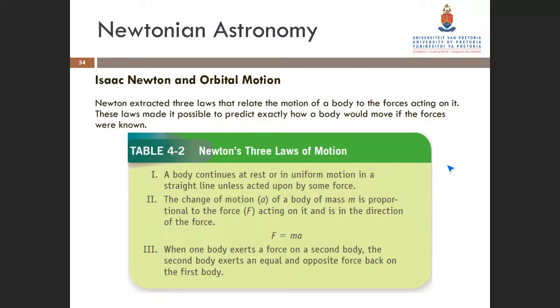A body continues to rest or in uniform motion in a straight line unless acted upon by some force. The change of motion of a body of mass is proportional to the force acting on it, so F equals ma. The third law is when a body exerts a force on a second body, the second body exerts an equal and opposite force back on the first body. So I assume you are all familiar with and comfortable with Newton's laws.